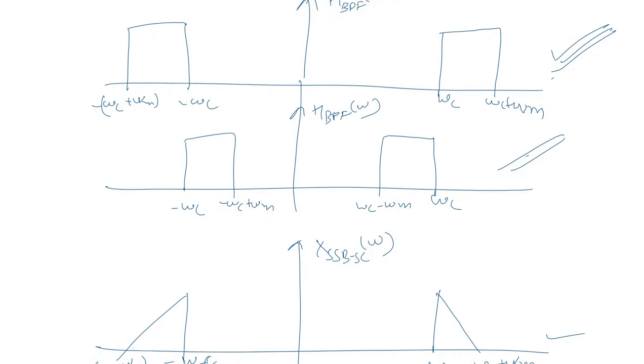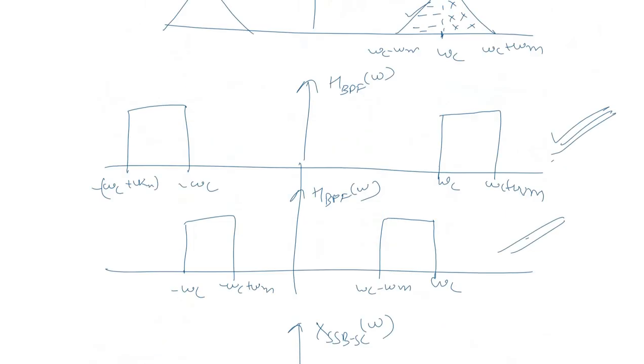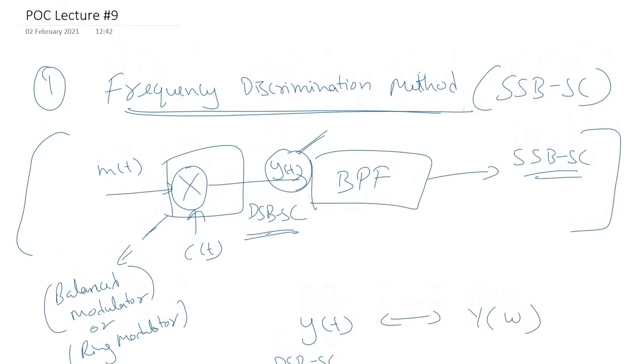So this is how we generate an SSB-SC signal using the frequency discrimination method. The method is pretty simple. We first generate a DSB-SC signal using any of the standard techniques that we have already studied, and then we pass it through a band pass filter with the appropriate pass band depending on the type of sideband to be retained. And the resultant would be an SSB-SC type of signal.